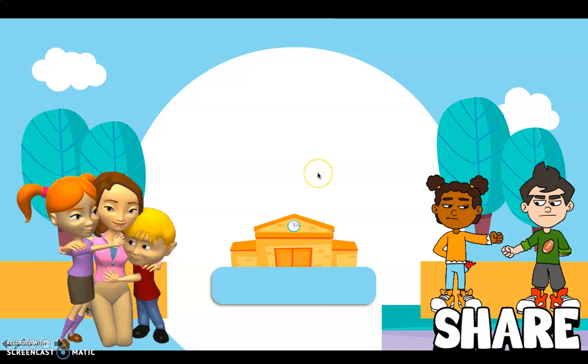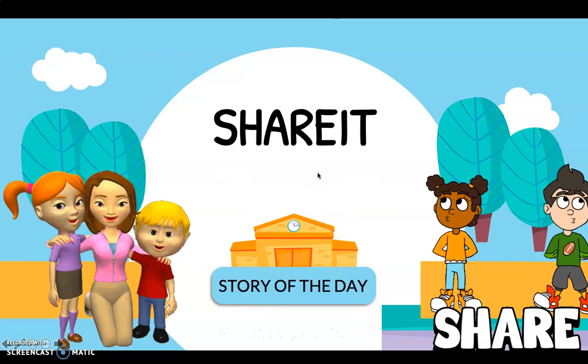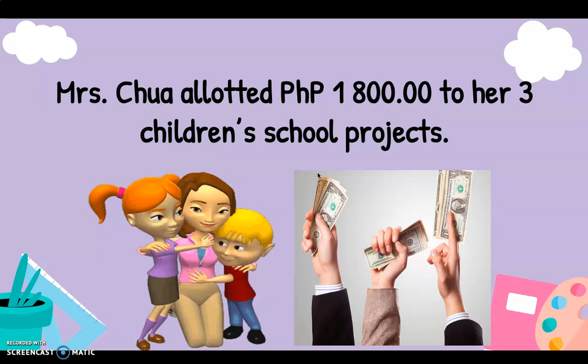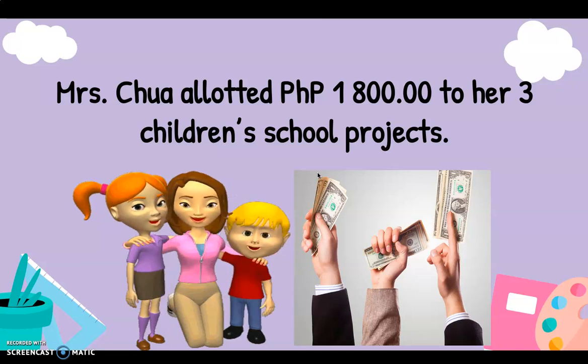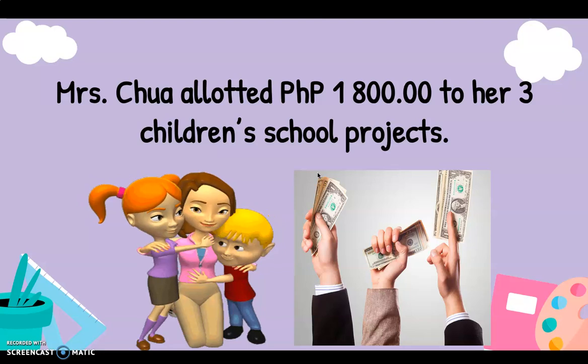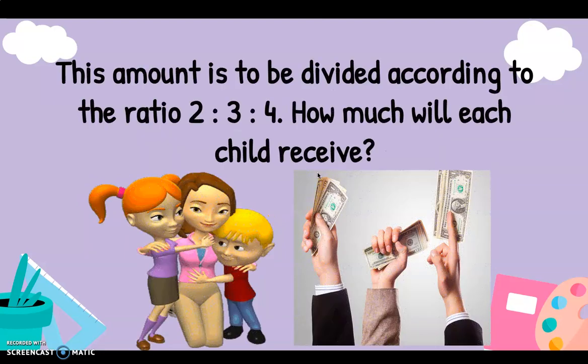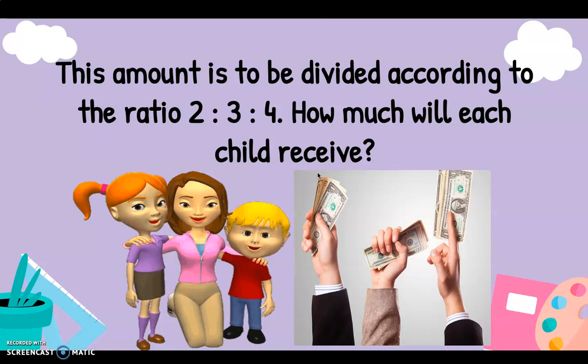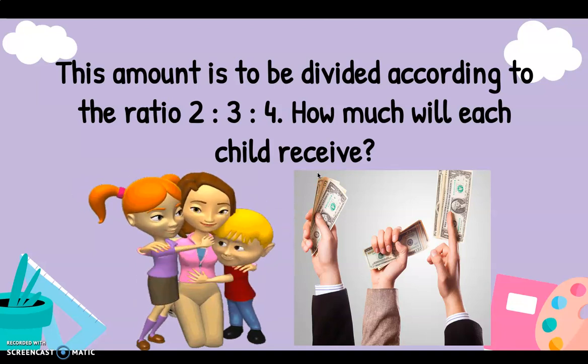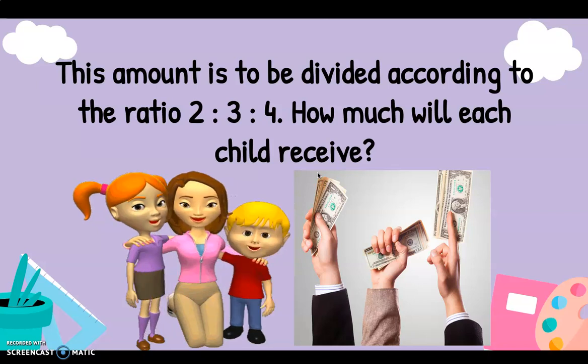Let's read the story for today, entitled Share It. Mrs. Chua allotted 1,800 pesos to her 3 children's school projects. This amount is to be divided according to the ratio 2:3:4. How much will each child receive?